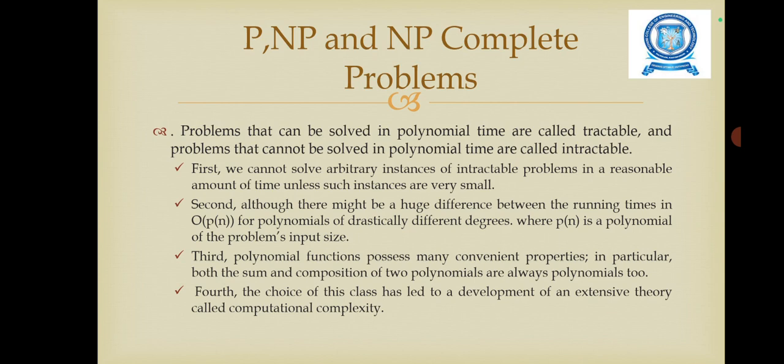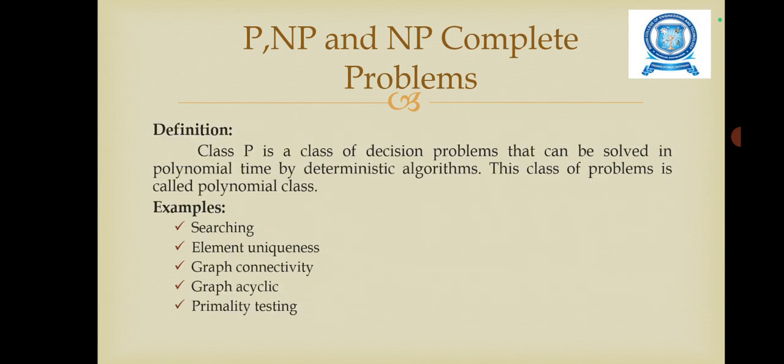The next one is that polynomial functions possess many convenient properties. In particular, both the sum and composition of two polynomials are always polynomials too. The last one is that the choice of this class has led to the development of an exhaustive theory called computational complexity. Next, we are going to see the definition of class P.